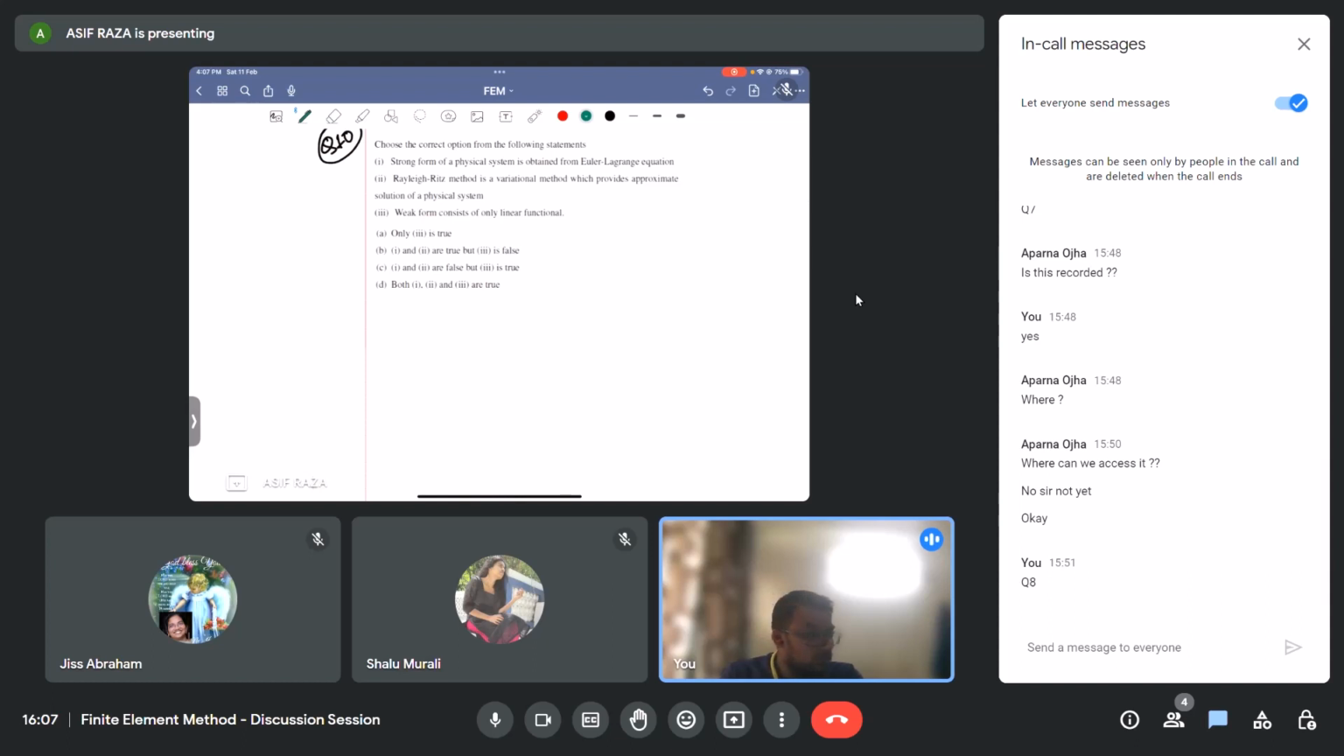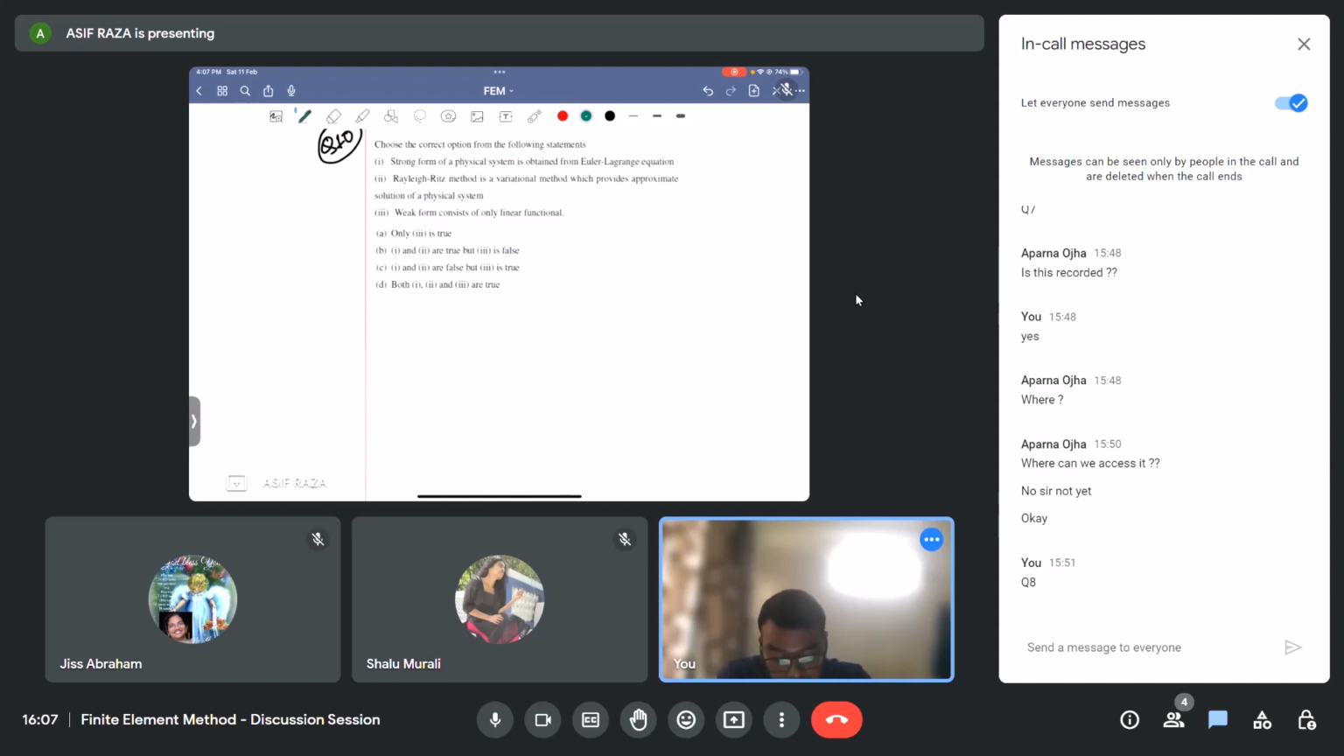So this is the 10th question: choose the correct option from the following statements. First statement: strong form of a physical system is obtained from the Euler-Lagrange equation. Second: Rayleigh-Ritz method is a variational method which provides an approximate solution of a physical system. Third: weak form consists of only linear functional.